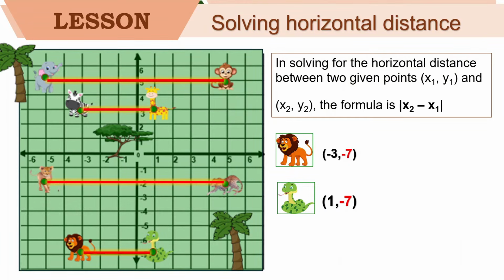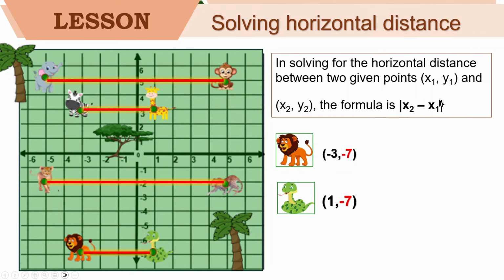In solving for horizontal distance between two given points, let's call them x sub 1, y sub 1, meaning the pair of coordinates we are considering, and x sub 2, y sub 2, meaning the second pair of coordinates we are considering. The formula is the absolute value of x sub 2 minus x sub 1, since they have the same y coordinates anyway, we are just going to focus on the difference of their x coordinates.